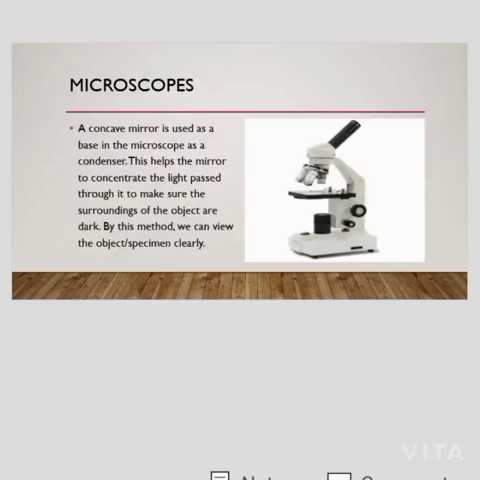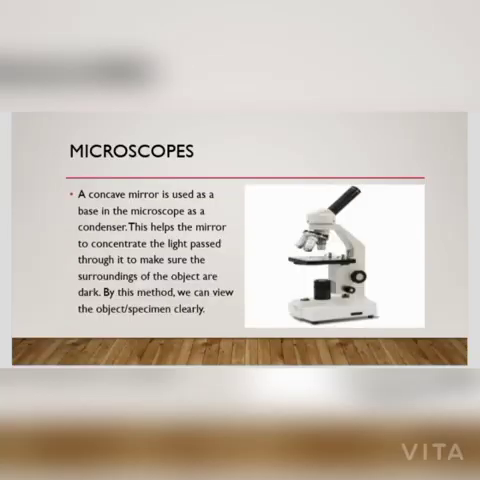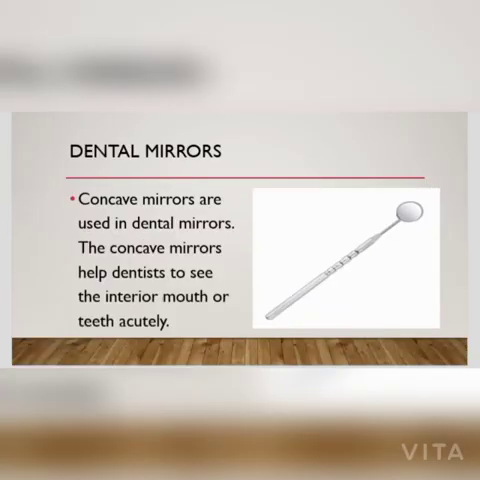Now in microscope, a concave mirror is used as a base. This helps the mirror to concentrate the light passed through it to make sure the surroundings of the object are dark. By this method, we can view the object or specimen clearly. So these were some of the uses of concave mirrors.